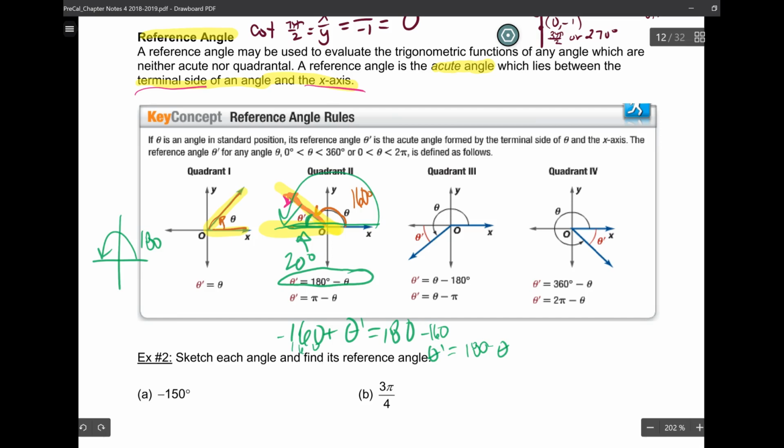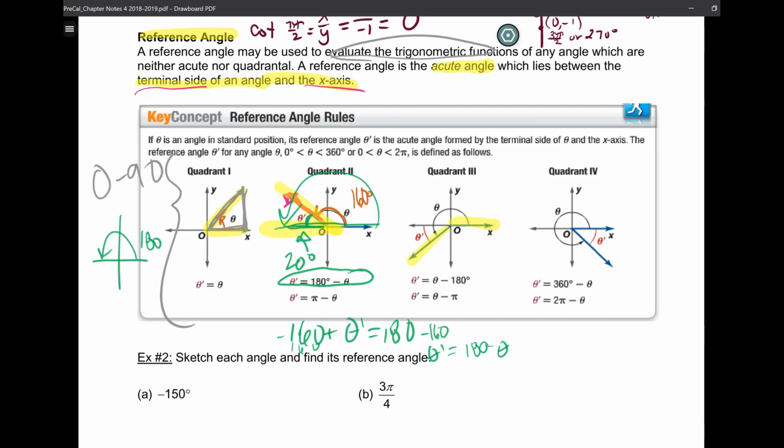So in quadrant 3, here is my initial ray, here's my terminal side, and to get my reference angle, aka if you're going to evaluate trig functions and your angle is greater than 90 degrees, right? It's not between 0 and 90, you have to use reference angles. So in quadrant 1, it's pretty easy. You just have the basic triangle we've been learning. But in the example I just did with quadrant 2, you have to use this triangle. Right? So what you're really looking at is between your terminal side and your x-axis.